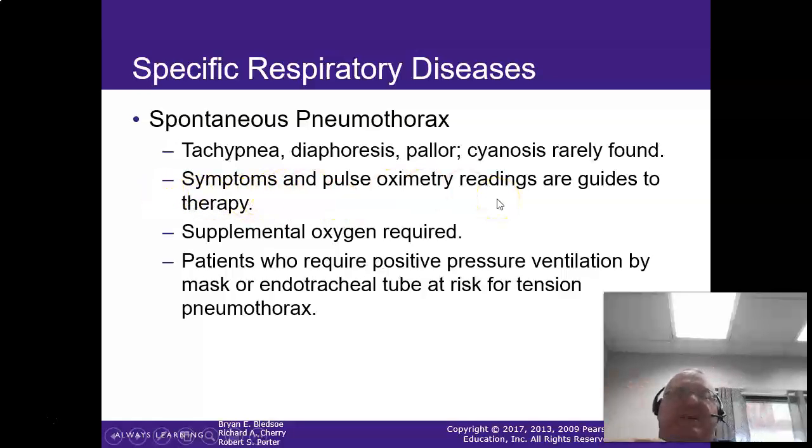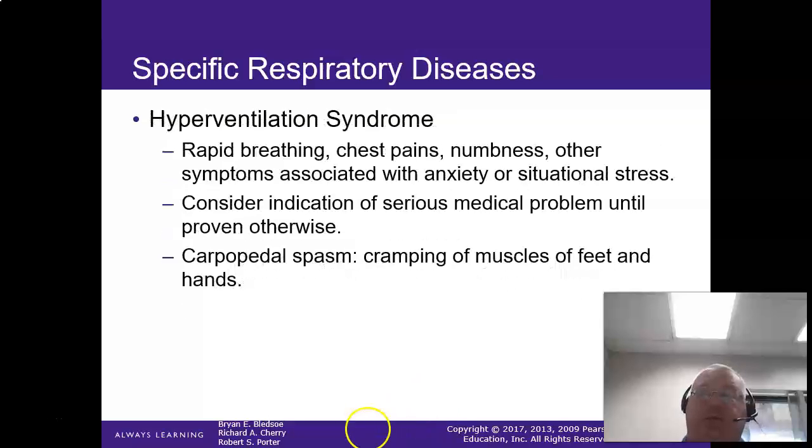Usually because it only affects maybe 20 to 30% of the lung. And usually what they simply do is most of the time they'll let them ride out and reinflate them. But sometimes they might have to put in a chest tube in order to create the negative suction to reinflate the lung. The problem is that when we are ventilating by mask or endotracheal tube, just remember that we run a problem of we can actually cause the tension pneumothorax. We don't want to do that.